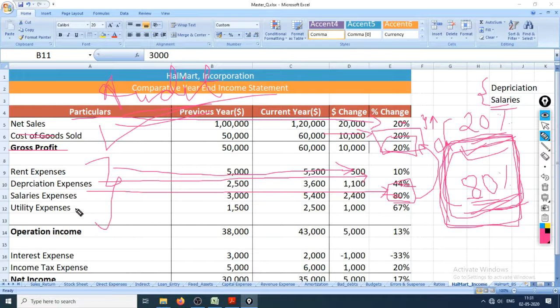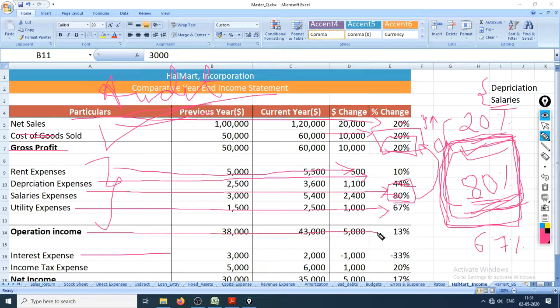So utility expense has also increased by 67%. Looks like there is a steep rise in all these indirect expenses because of salary, depreciation and utility expenses. Interest expense. Okay, so operational income is increasing by only 13%. Because of this it should be 20%.